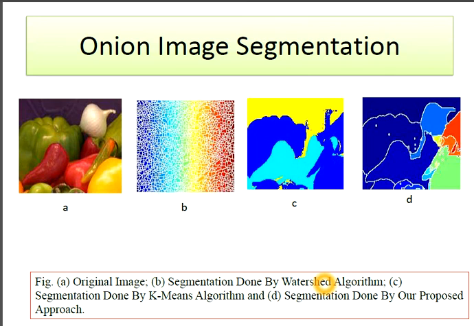Let me show you some experimental results for the proposed approach. I have selected an onion image. You see the original image. B is the segmentation done by the watershed algorithm, and you can understand that this is producing over-segmentation. You can hardly find the segments here. Now, C is the segmentation done by only applying the k-means algorithm. That is purely clustering-based segmentation, and this is the result here.